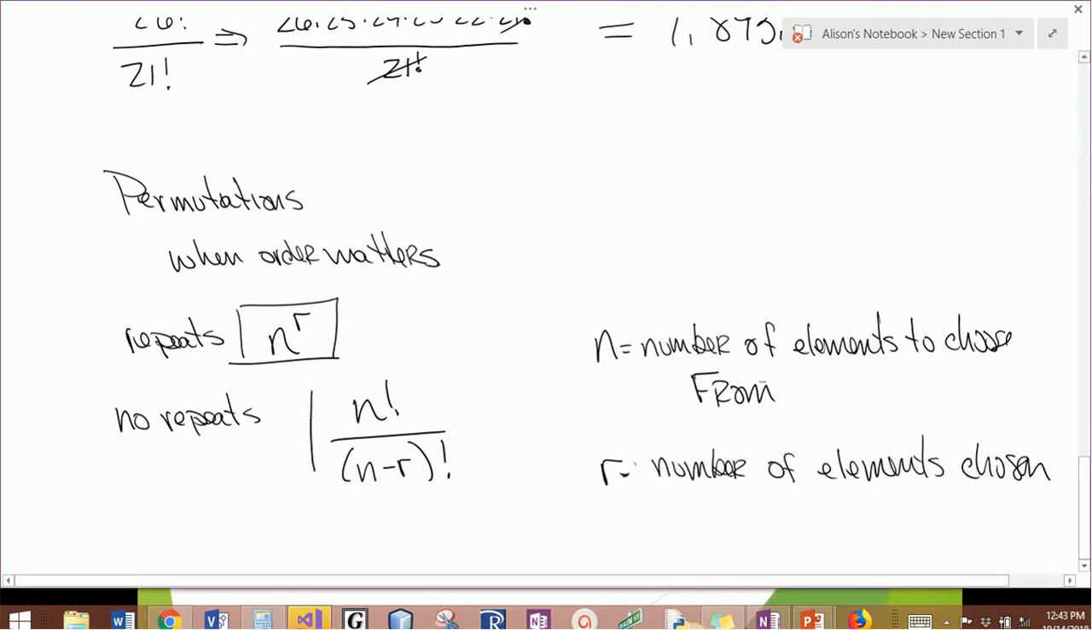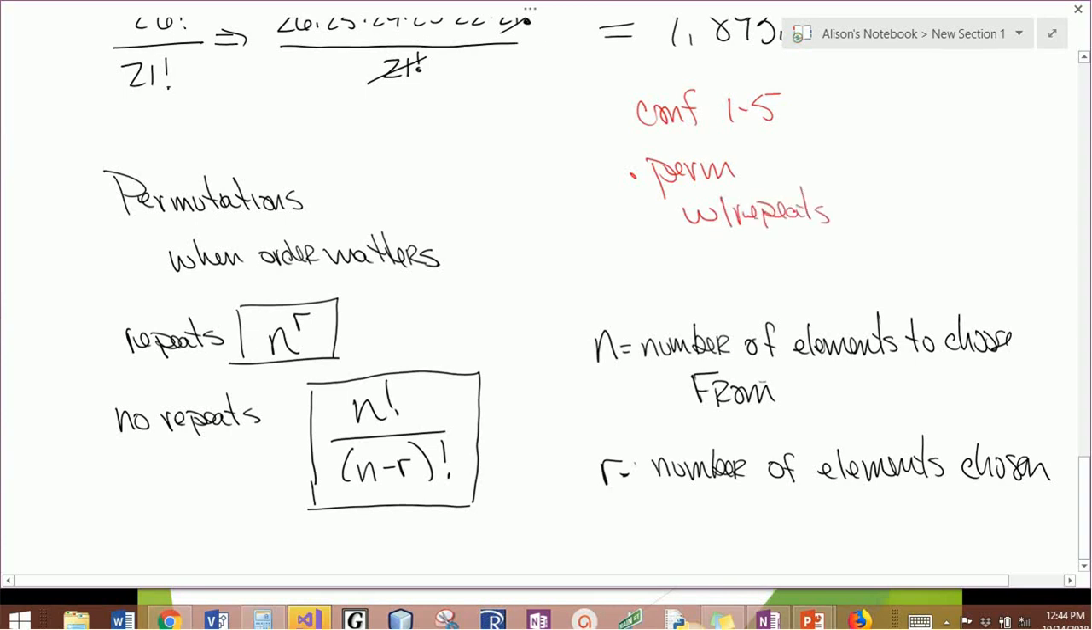So we have 2 separate formulas that we can use for permutations. Permutations are when the order that the elements are chosen matters. So we're going to do our confidence for today. I'm going to have you do your confidence on a scale of 1 to 5. What we have picked up is permutations. And then I want you to do with repeats, and without repeats. On a scale of 1 to 5, how are you feeling about these?